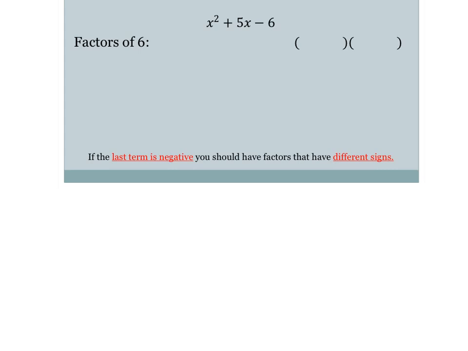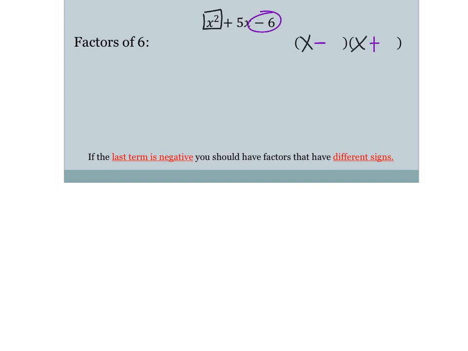Example, first term is an x squared, so I'm going to write an x there. It tells me at the bottom if the last term is negative, we should have factors that have different signs. So I do have a negative 6, so I'm going to have a minus and a plus.